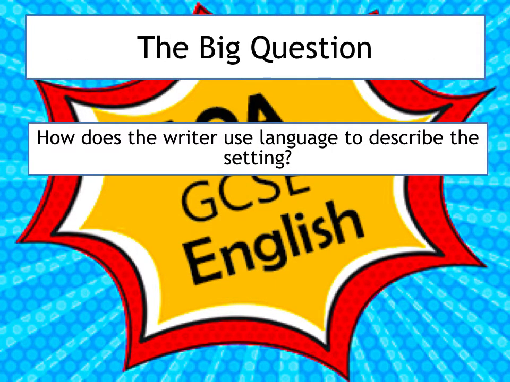Okay, so today's big question is how does the writer use language to describe the setting? So obviously with this question you are focusing on language features such as alliteration, metaphor, simile, repetition, etc, and you're looking at a particular section of the text in this section.